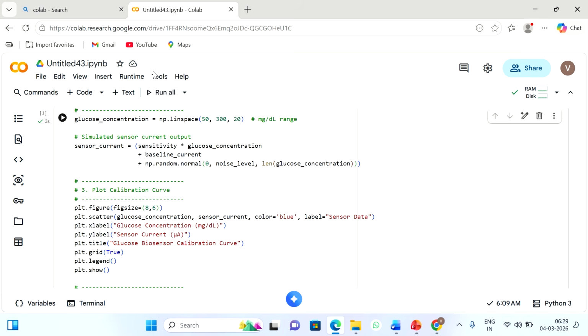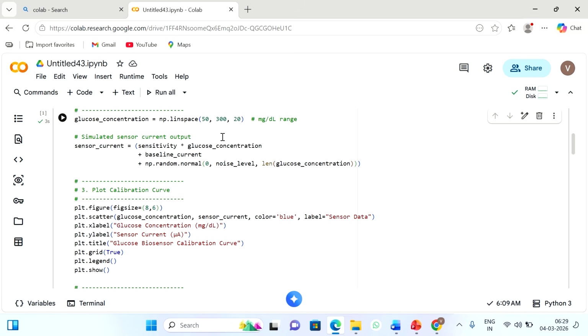And then it will generate the glucose samples using the formula glucose_concentration is equal to np.linspace(50, 300, 20). It will create 20 glucose values between 50 mg per dl, which is considered to be low, and 300 mg per dl, which is assumed to be high. This simulates lab calibration samples.